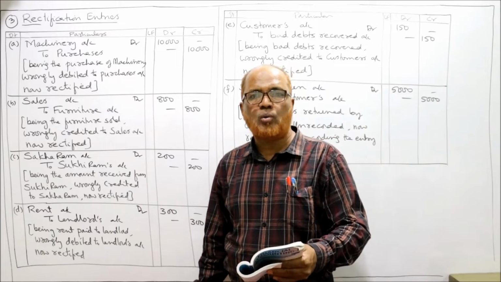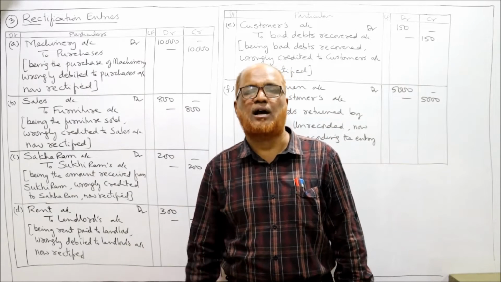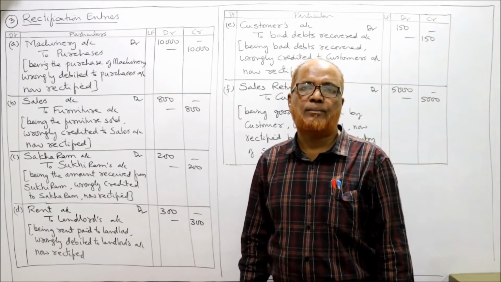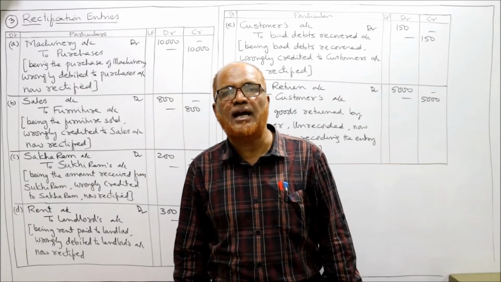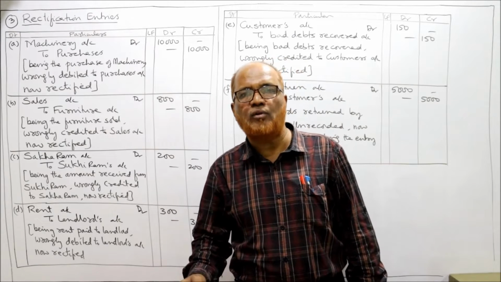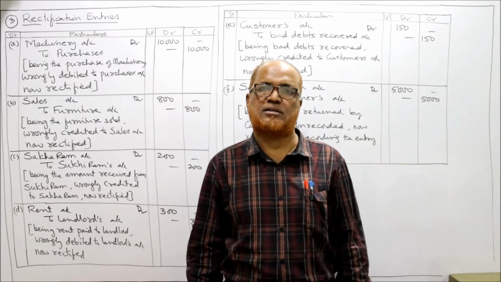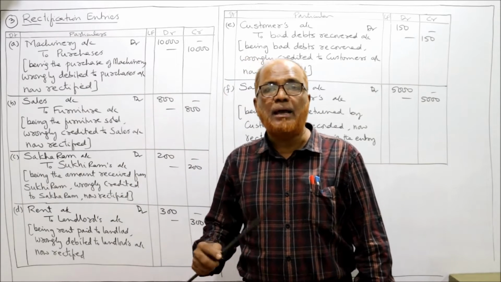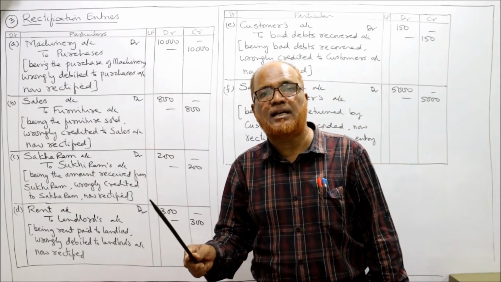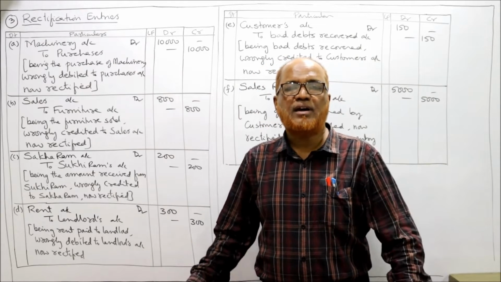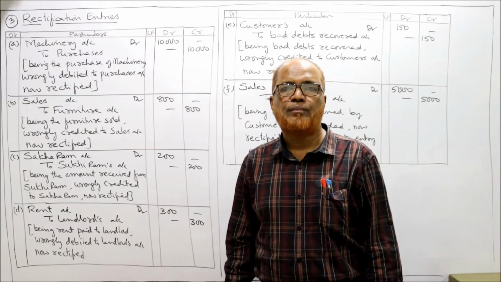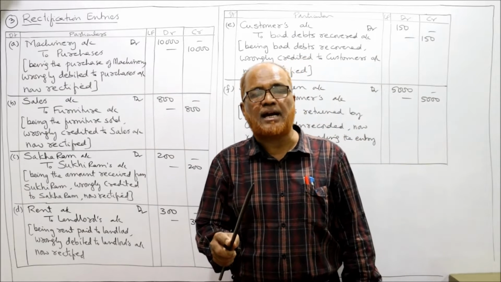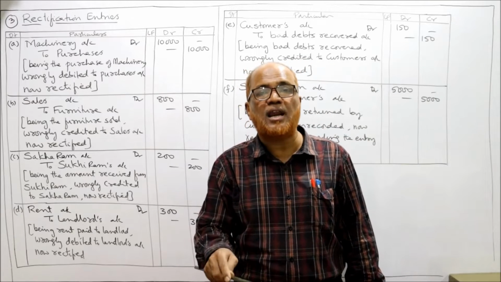Second, furniture sold worth rupees 800 credited to sales account. Again, it's an error of principle. When we sell furniture, the correct entry will be bank account debit to furniture account. Furniture is going out, so bank is debited. But by mistake, the accountant has credited sales account. We credit sales account when goods are sold; furniture is not goods, furniture is an asset. So again, by mistake, sales account is credited.